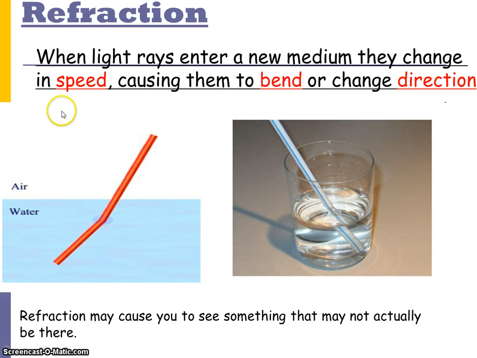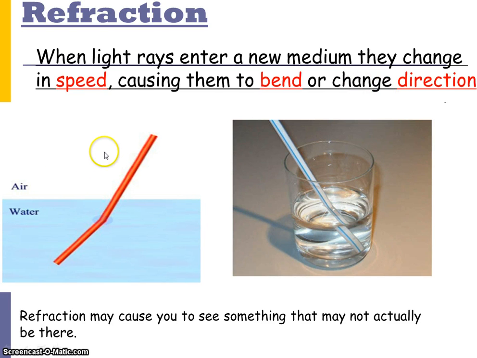In continuing with refraction, when light rays enter a new medium, they are going to change in speed because one medium is going to be more or less dense than the previous medium. When this happens, the light rays change direction.